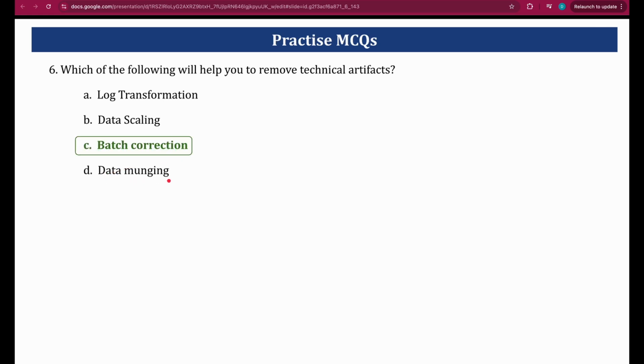So the correct answer is batch correction, because these technical artifacts are generated due to improper sample handling, or there are some issues due to some machines. So these can all be corrected with batch correction.